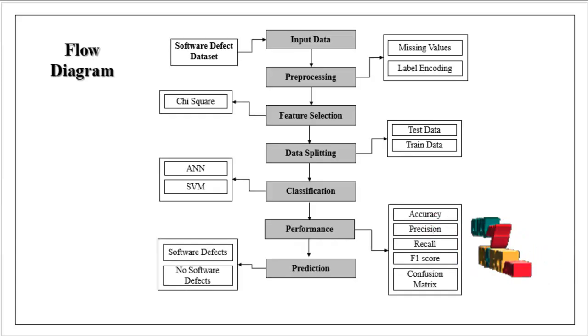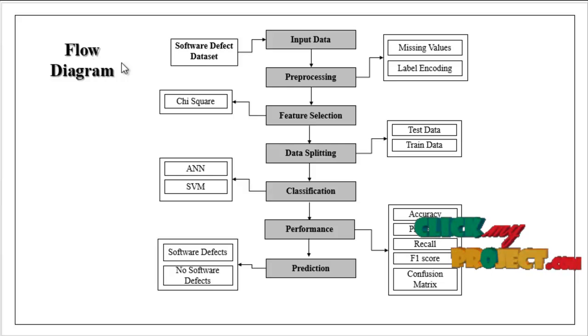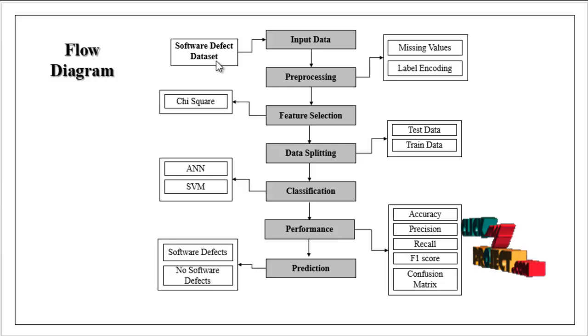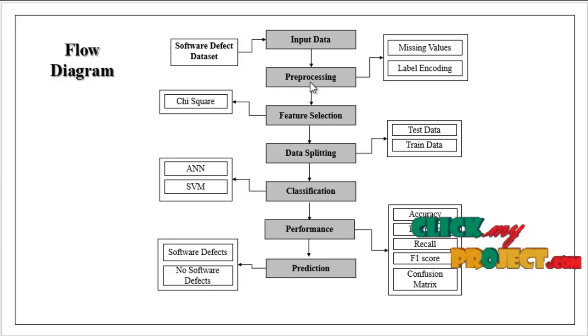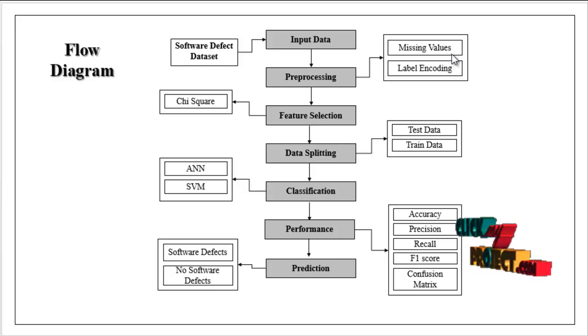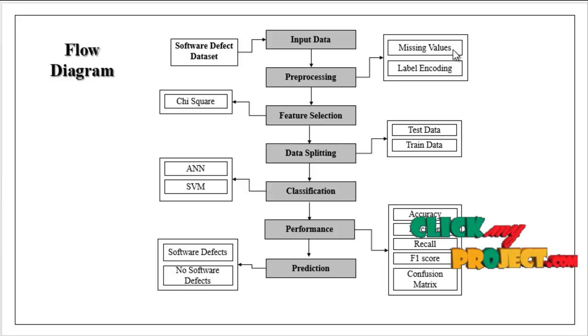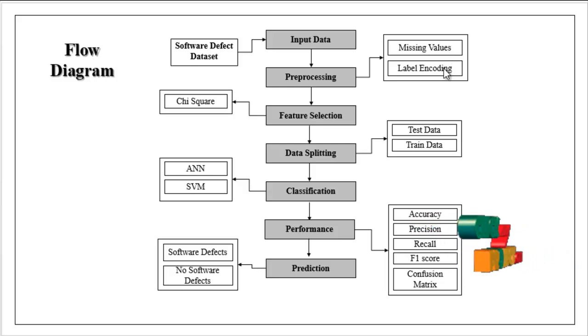Now we are going to discuss the flow of our project. First, we need to take a software defect dataset. The dataset is carried to pre-processing. Here we check whether any missing values are present or not. We check for missing values to avoid wrong predictions. Then the handled data is carried to the label encoding module. Here we convert the strings into numeric integer values.